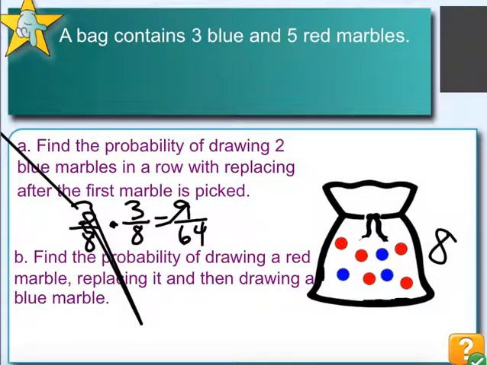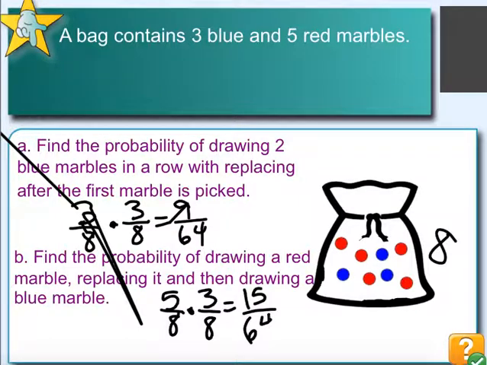Whereas on the second one, we want a red marble, which is 5 out of 8. We replace it, so getting a blue marble is still that 3 out of 8. So we get a probability of 15/64. Those are two more examples of our independent probability.